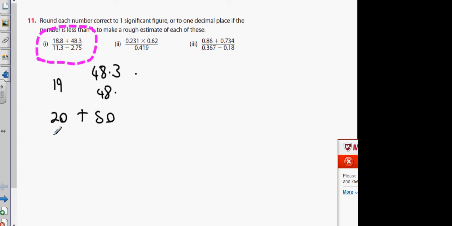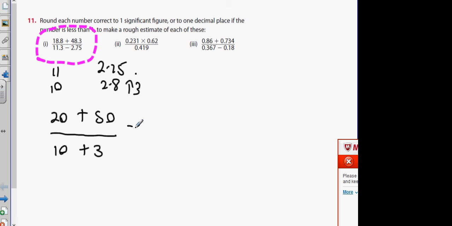So it's 20 plus 50 divided by 11.3 would change into 11, and then in turn will change to 10. So it goes 11 and then 10, so that'd be divided by 10, and then finally 2.75 will round up to 2.8, and in turn will go up to 3. So we're going to get the answer here will be minus 3. So the answer here will be 70 divided by 7, and the answer will be 10.